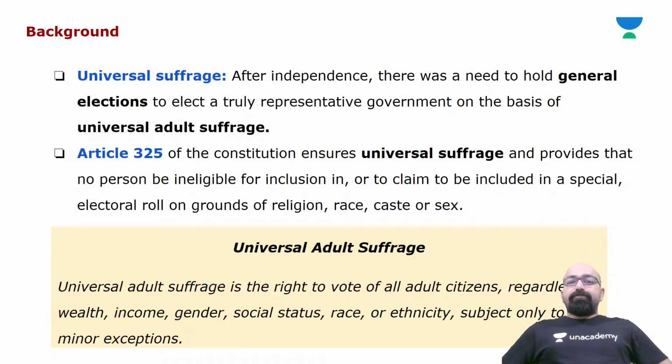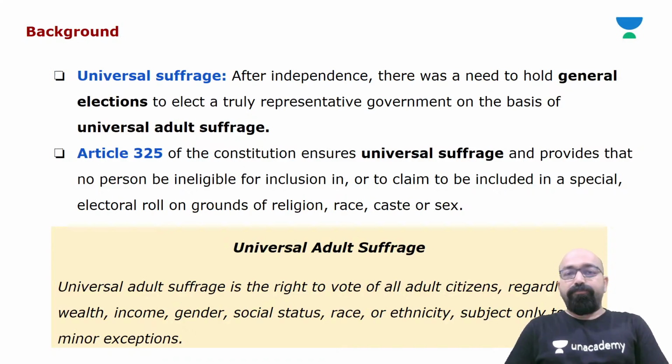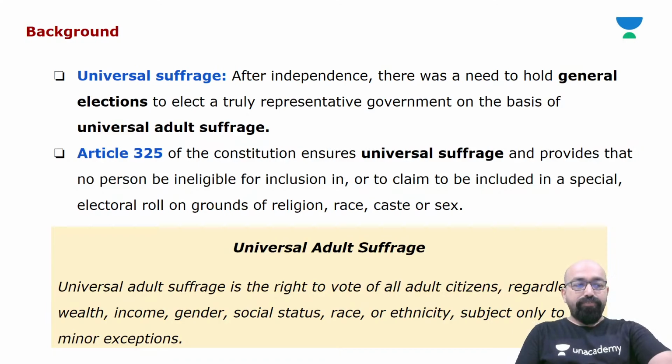Yes, after independence, there was a need to hold a general election to elect a truly representative government on the basis of universal adult suffrage. Friends, if you have studied the Constituent Assembly, you may remember that our constitution makers discussed the election process in our country, and they also discussed universal adult suffrage.